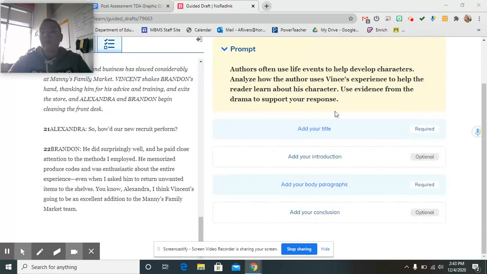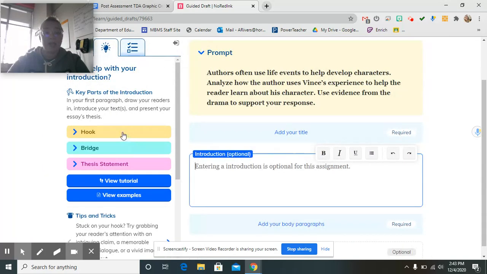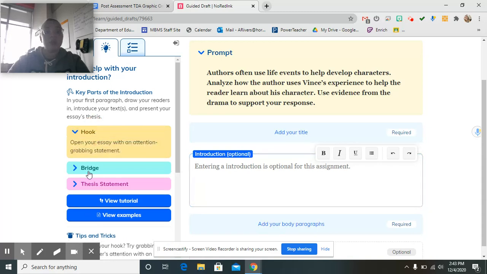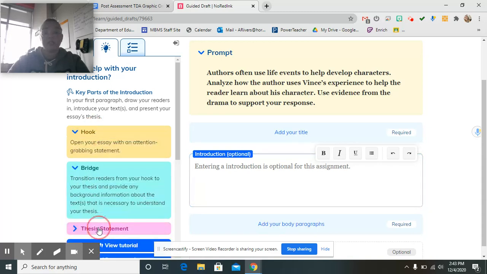And then if you look over here to the right, you will see that you are required to add a title. Your introduction is optional. If you do it, you will get credit for it. That could make up for a body paragraph that you're missing if you can't find 3 body paragraphs. Let's say you only find information enough for 2 or 1. That introduction, it's going to tell you how to write it. You click on it. It says you need a hook, a bridge, and a thesis statement, and it walks you through what each of those things are.